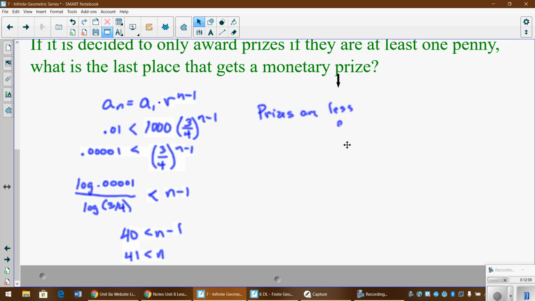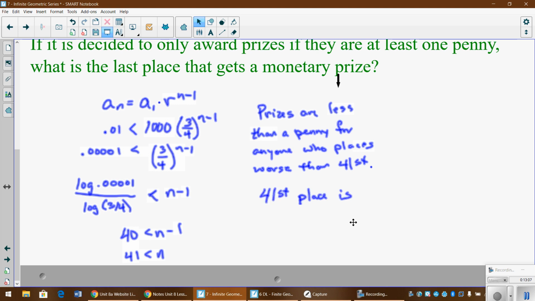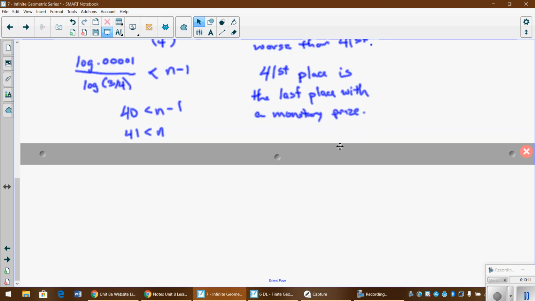Okay. Just to quickly explain this then, prizes are less than a penny for anyone who places worse than 41st. That's what we're looking at there. So 41st place is the last place where you actually get paid some money.